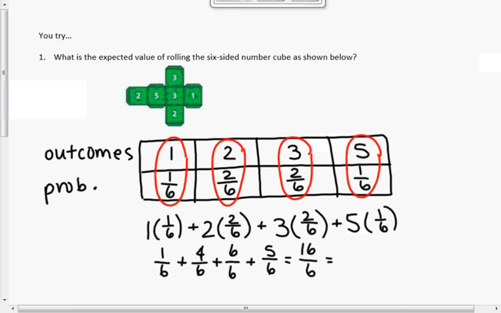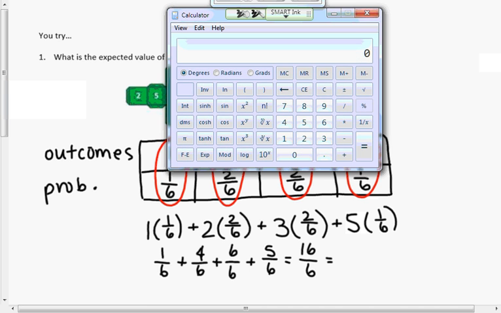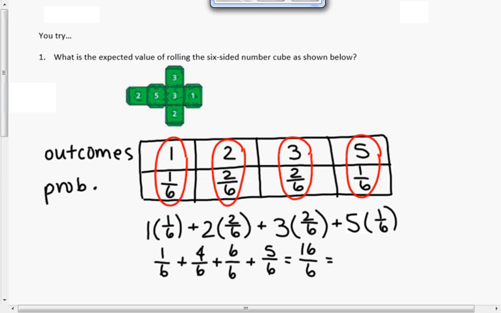Well, 16/6. Get calculator going. 16, maybe. So that's not going to work. Hang on one second, okay? All right, back, sorry. This comes out as 2.6 repeating, so it's 2.7 if you round it. So we can expect to hit each one 2.7 times.